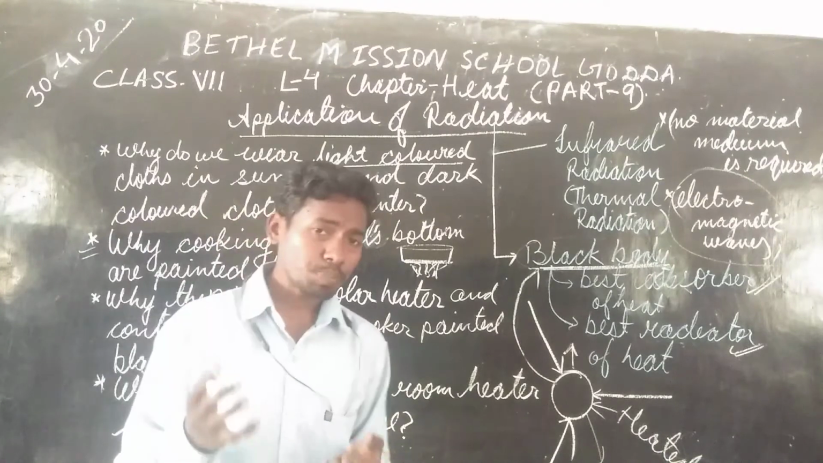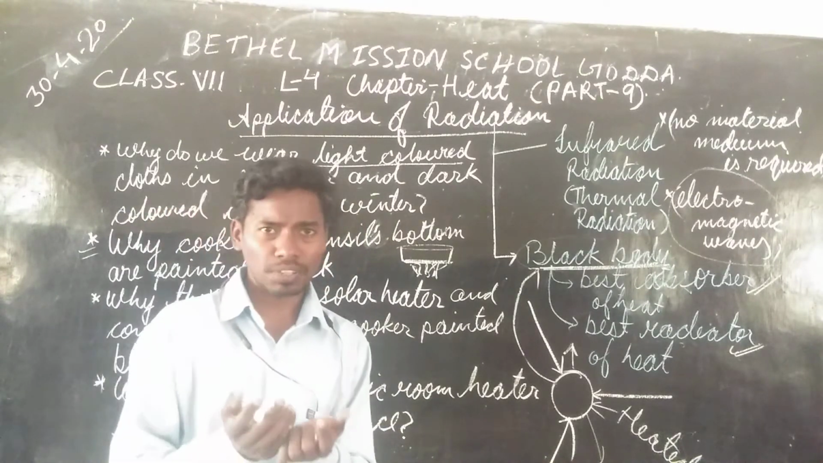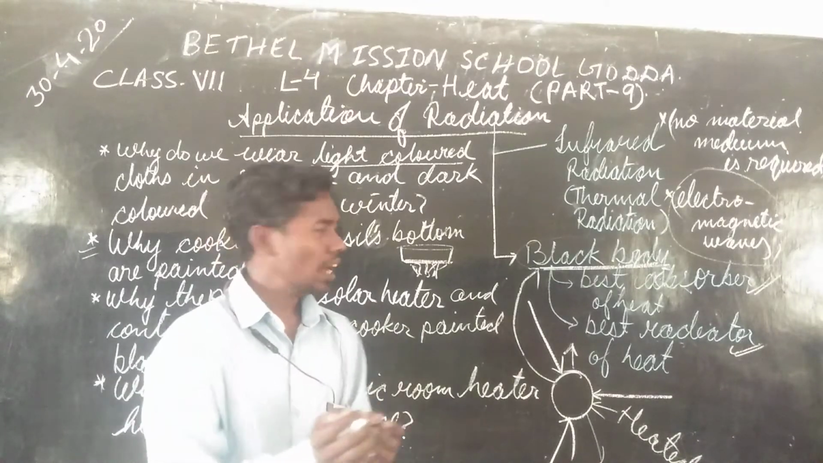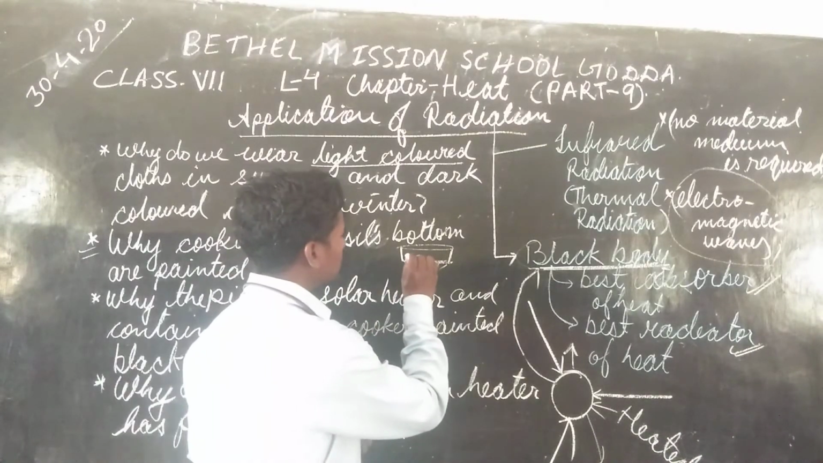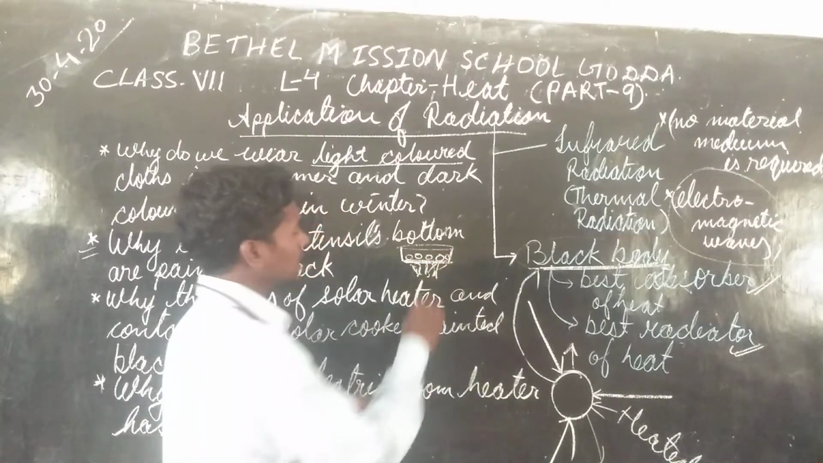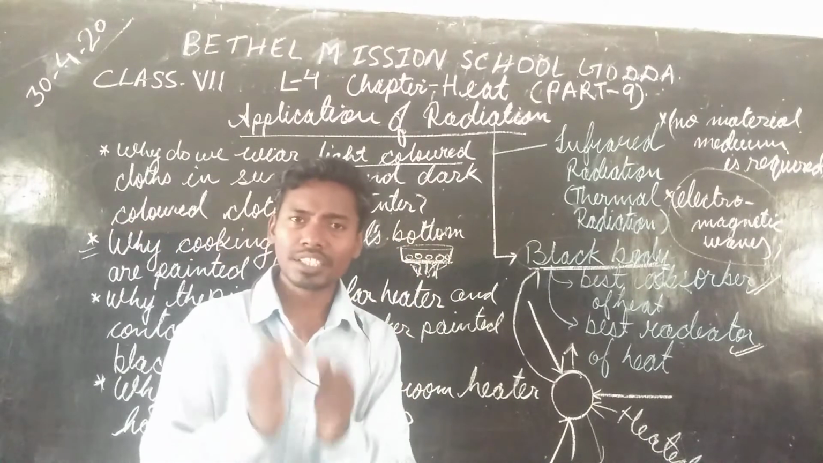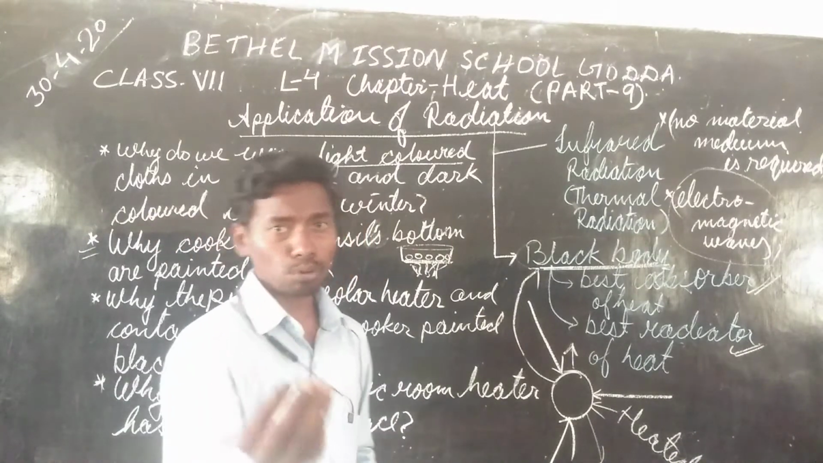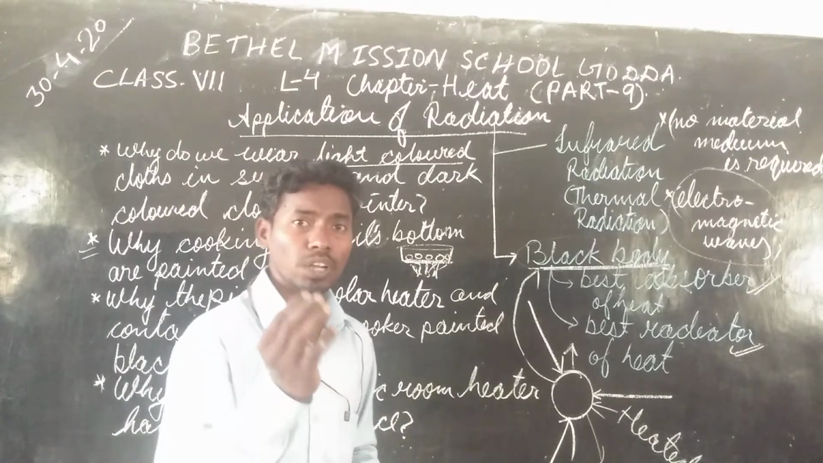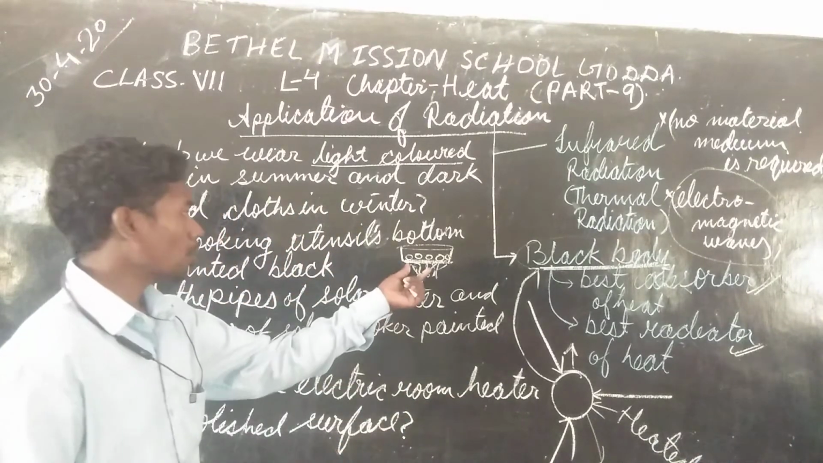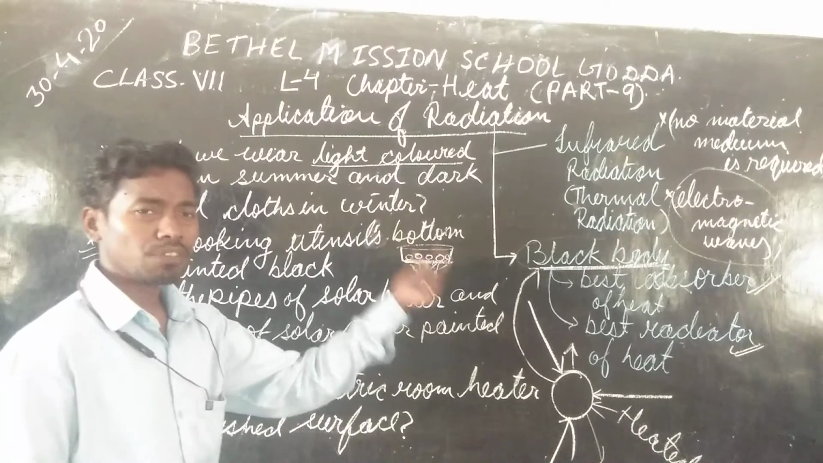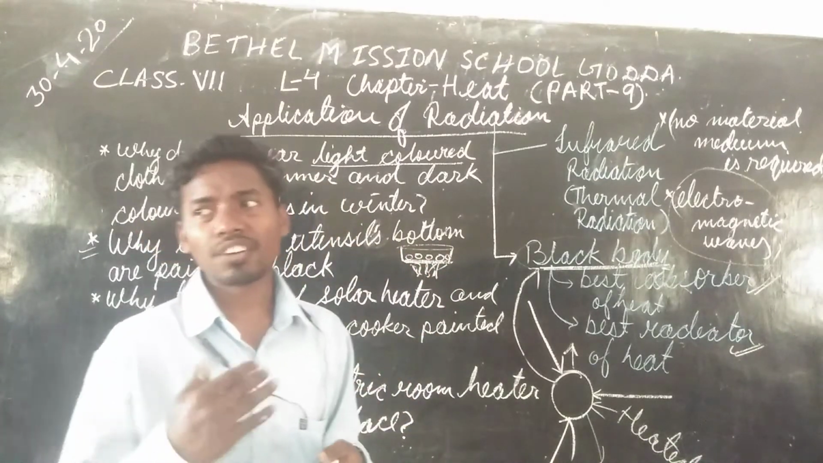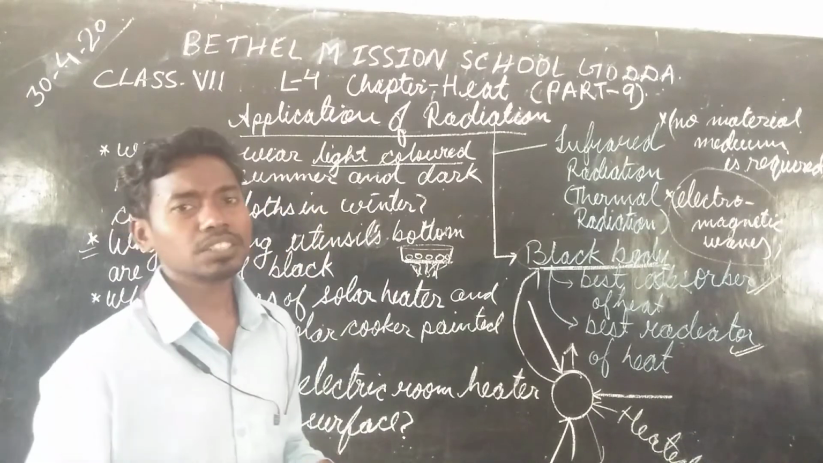So when it is painted black, it absorbs the heat very easily. It absorbs the maximum amount of heat, and therefore the food which is present here gets cooked very easily, thus saving time and fuel both, by making the food cook very fast. Why does it happen? Because this black body transfers heat very easily.